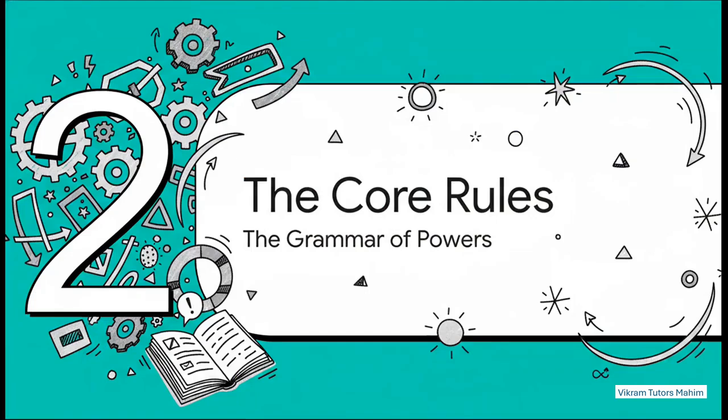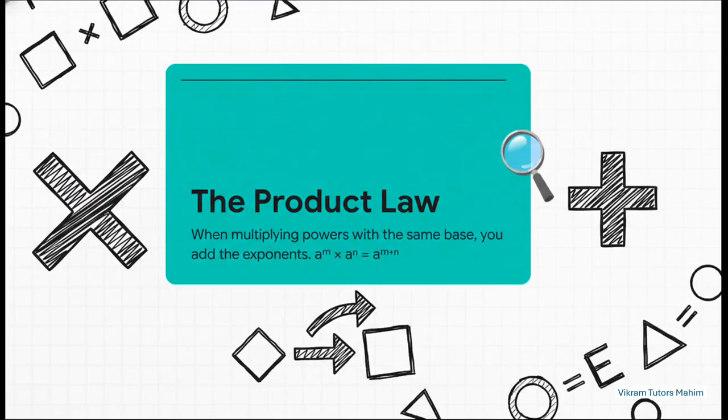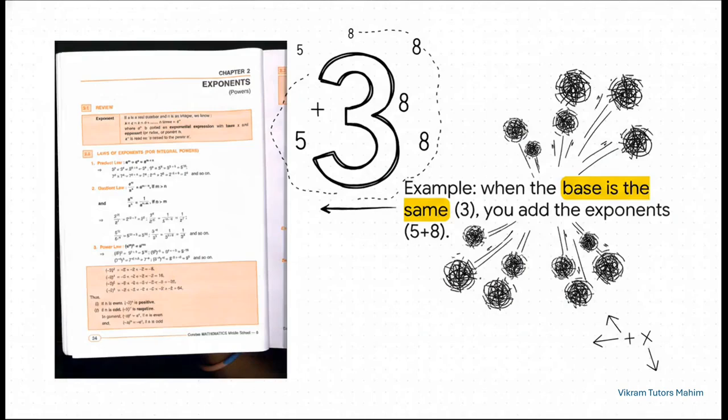All right, Section 2, the core rules. Every language has its own grammar, and exponents are no different. So let's learn the basic grammar of powers. First up is the product law, and this is so important. This only works when you're multiplying two powers that have the exact same base. If they do, all you have to do is add their exponents together. Simple as that.